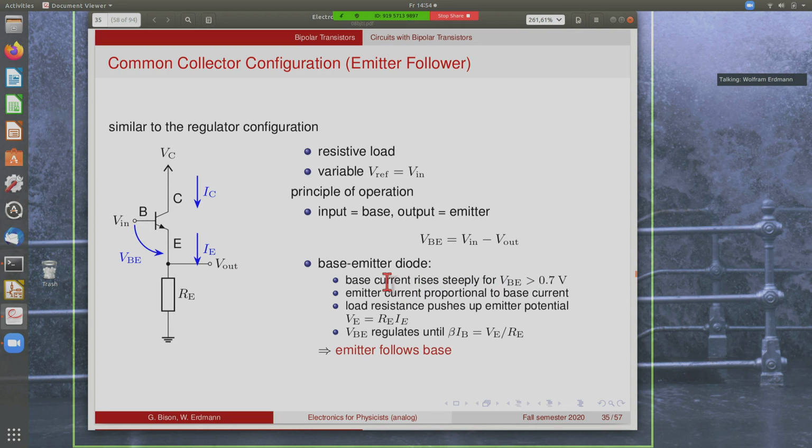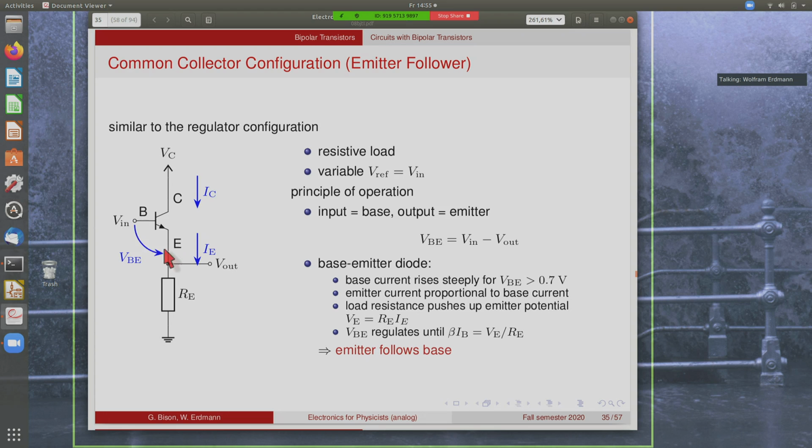And then again, because of the steepness of the IV curve, the base current, and hence the collector current, rises very steeply if your base emitter voltage goes above 0.7 volts. The emitter current is more or less proportional to this current, which means that this load here will then produce a larger voltage drop when the current goes up, and that pushes up this point again. So this in turn reduces the base emitter voltage, and we find an equilibrium here.